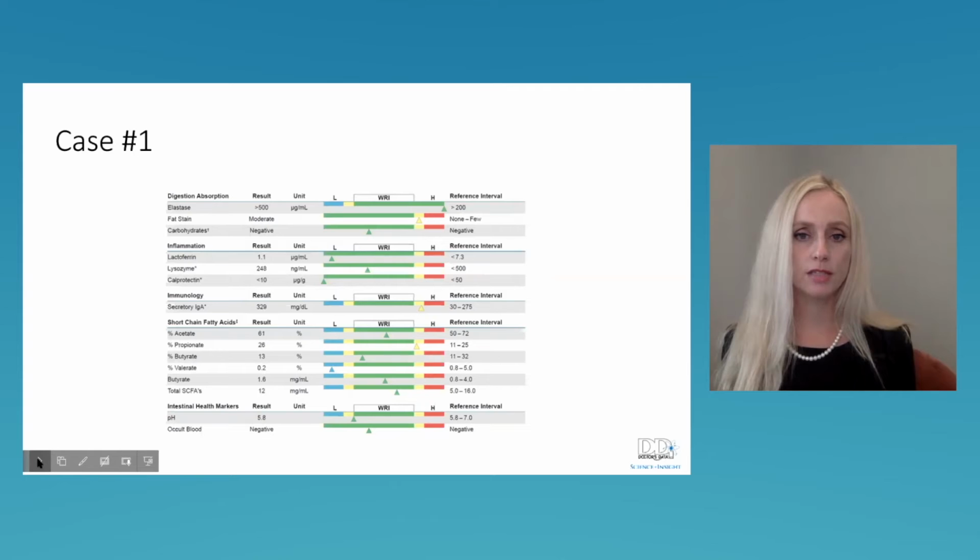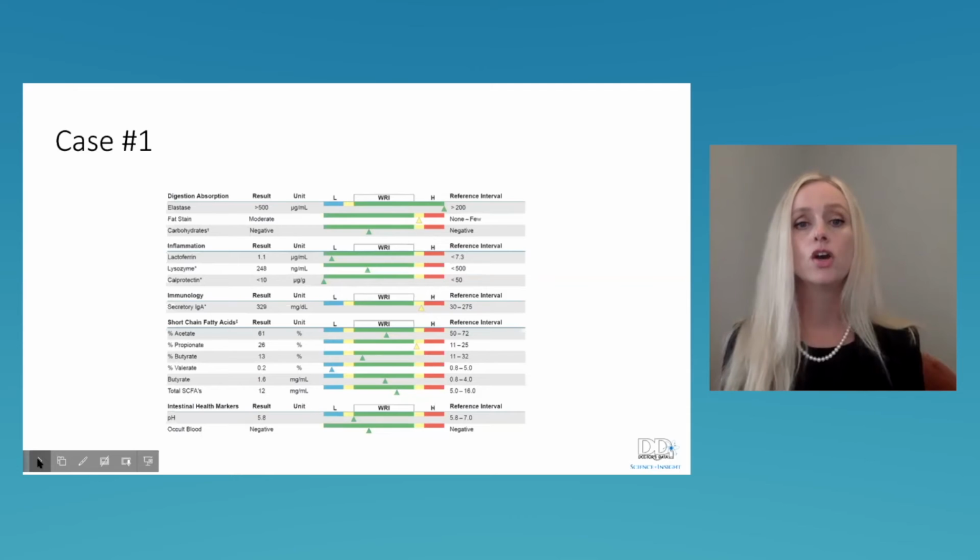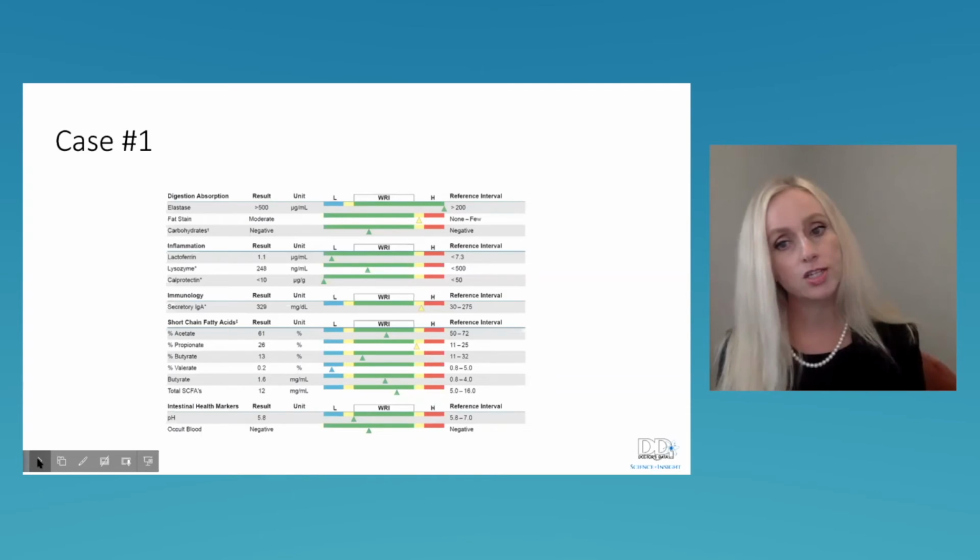That looks great. Then for the inflammatory markers, we see lysozyme, lactoferrin, and calprotectin. These are all within range. These are the markers we think about for inflammation. Lysozyme is the non-specific inflammation, and then we can get more specific with lactoferrin and calprotectin with regards to IBS and IBD. But for this patient, for the immunology marker, we see elevated secretory IgA.